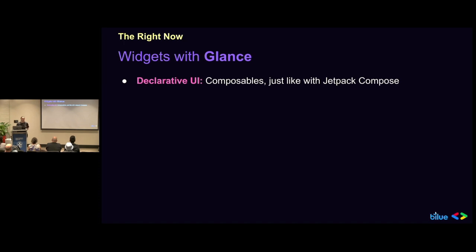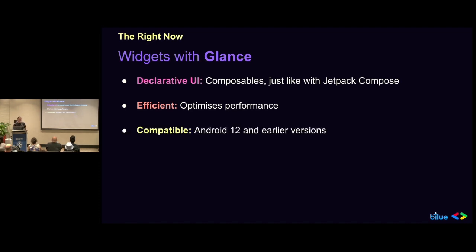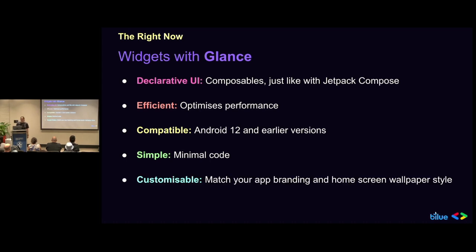So right now, how do we build widgets? We build them with Glance. This is the declarative UI way of building widgets. So we can use composables just like Jetpack Compose. It's really efficient. It's got all the same things you're used to with Jetpack Compose, like recomposition, optimized for small screens, all that sort of thing. It's compatible all the way back to 12 and earlier versions. Really simple, minimal code required. You can match your app branding and home screen wallpaper style, which is really cool. And it integrates really well with your existing application. So you're going to be using the same sorts of architecture that you're used to.